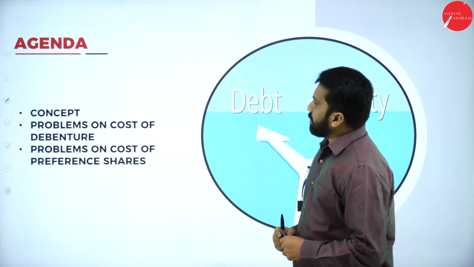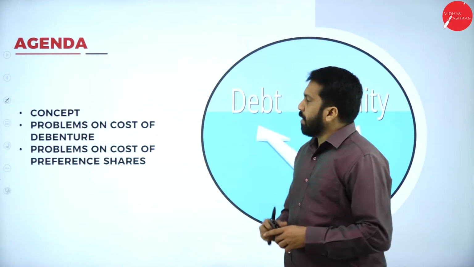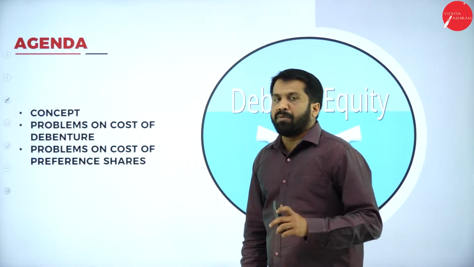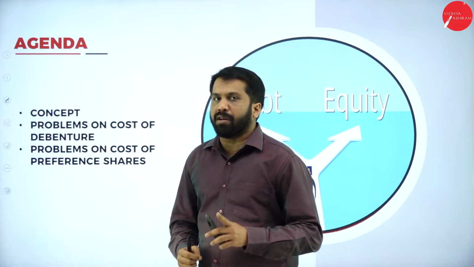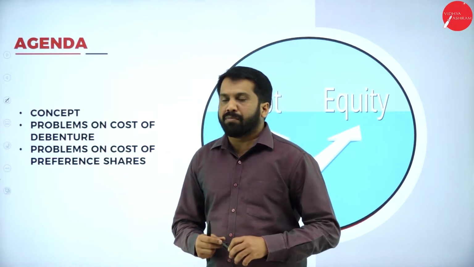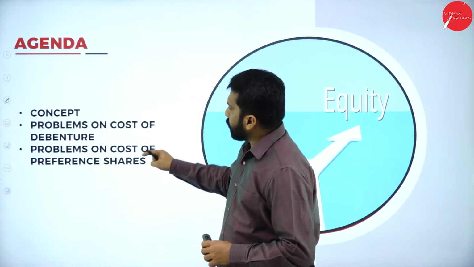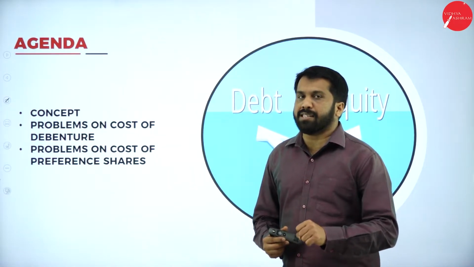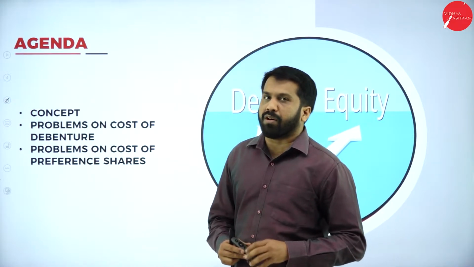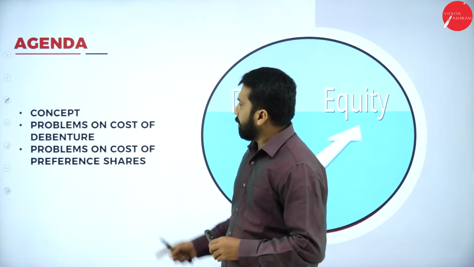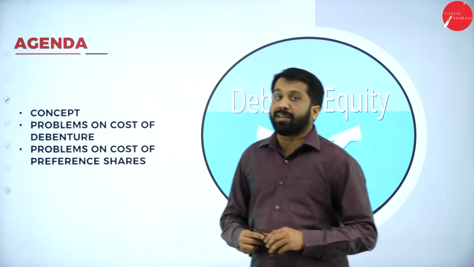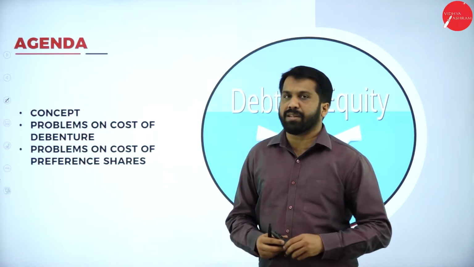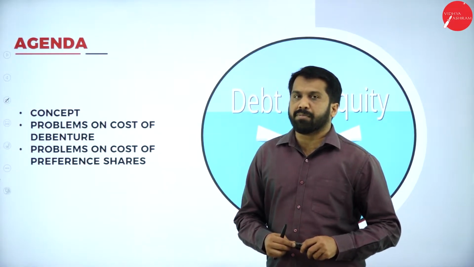So the agenda is very simple. We will do three things today. The second one, problems on cost of debenture. As I told you, we will work out one important problem which was your question paper problem, and problems on cost of preference shares, that also we will discuss. First we will learn the formulas in preference shares. Later we will go for the problems on preference shares. Along with that, we will understand the concept. While doing these two topics, the concepts are included. So we will understand the concept while doing that.